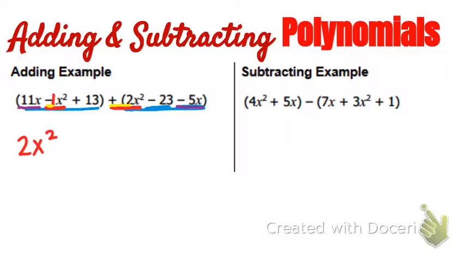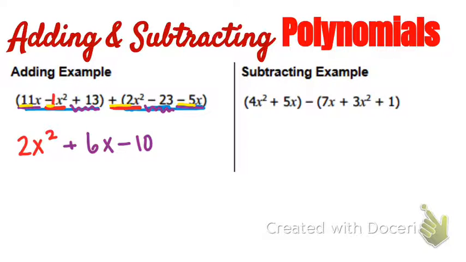Again, if you look at the coefficients, it'll tell you how many x's we have. 11 minus 5 is 6. So it would be positive 6x. And then just our regular numbers. We have plus 13 minus 23 would be negative 10.